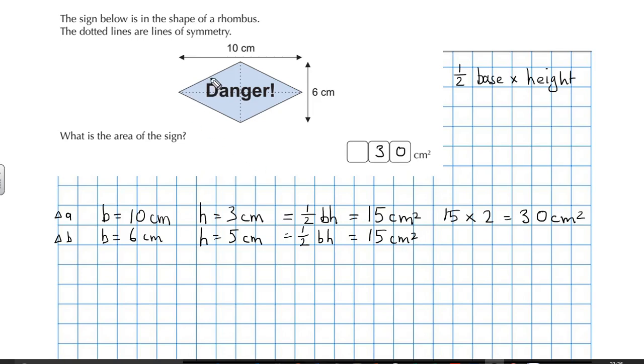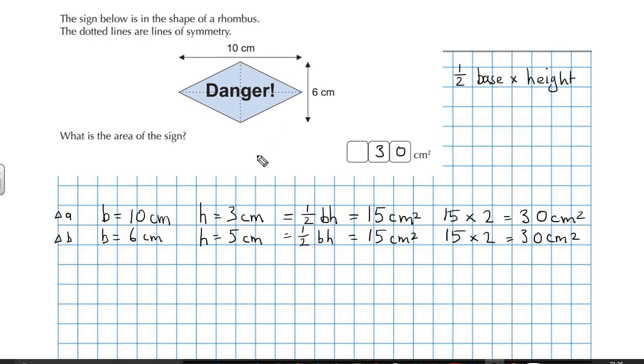Okay, we've calculated that this is 15 centimeters squared. If we want to calculate the whole area of the rhombus, we need twice that. So again, 15 times 2 equals 30 centimeters squared. Okay, so that's how to calculate the area of this particular rhombus, given the information that we're given, and using what they know about the area of triangles.